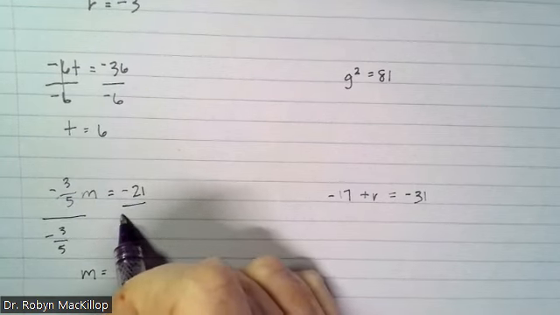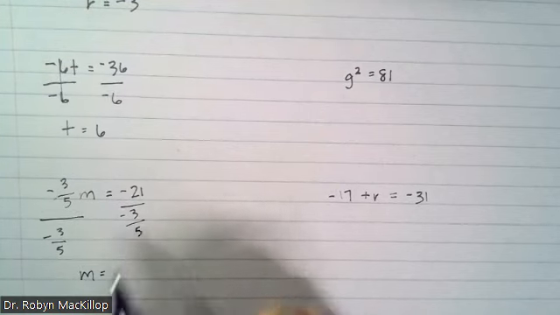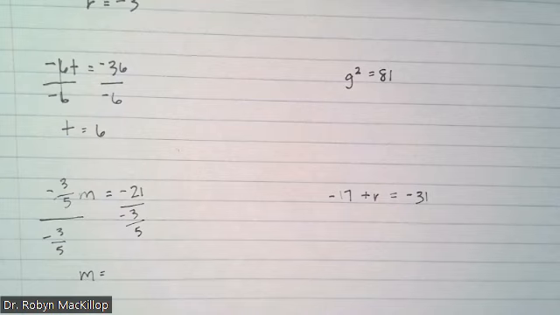I'm going to write it just so you can see it, but we'll do a little bit different here. So basically, it's negative 21 divided by negative 3/5, or 3 over 5. On your calculator, super easy to do. By hand, I'm going to show you just because it's good to know in case a problem like this shows up on the test.